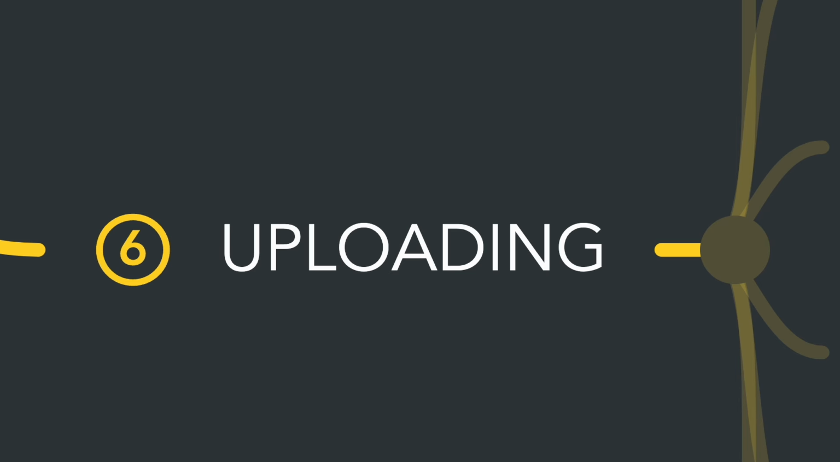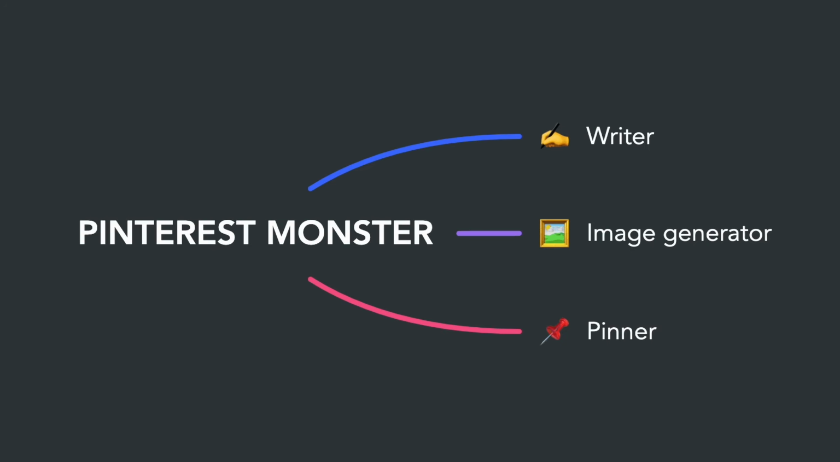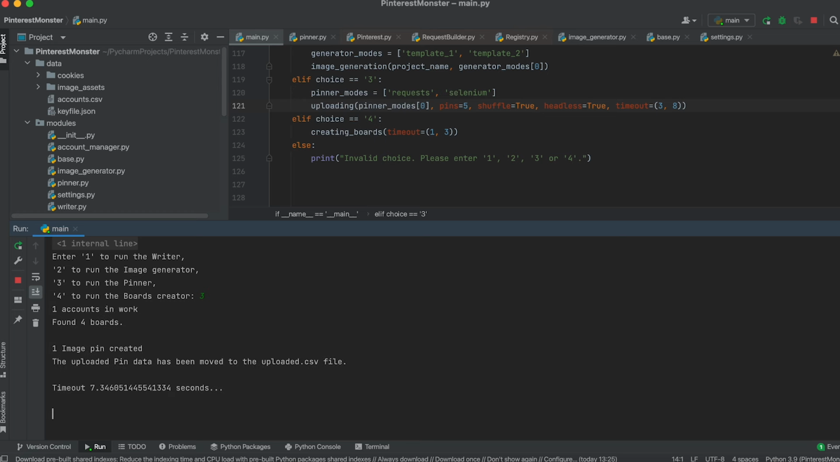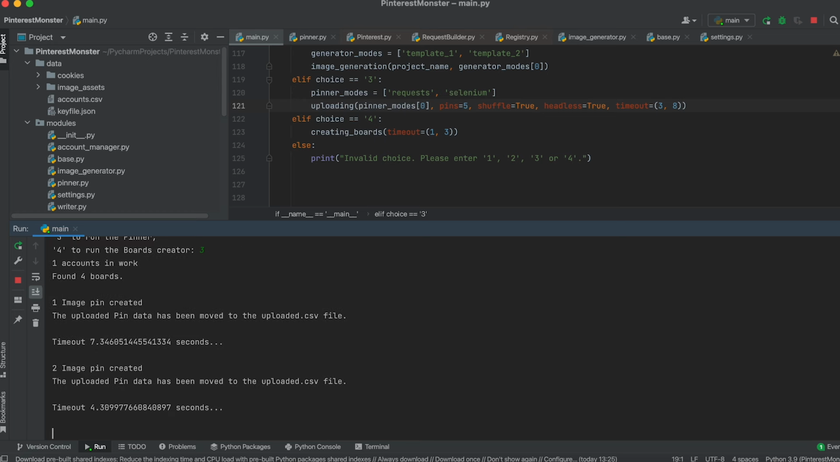Welcome to the 6th lesson of our Pinterest Money course. In the previous 2 lessons, we've been developing our Pinterest monster, and we've written 2 modules, the writer and the image generator. Today we'll finish what we started and write the 3rd module, Pinner, which will allow us to start uploading content to Pinterest, including not only images but also videos.